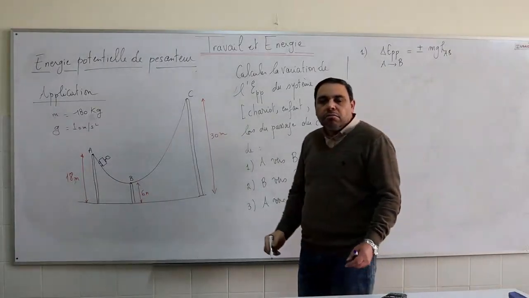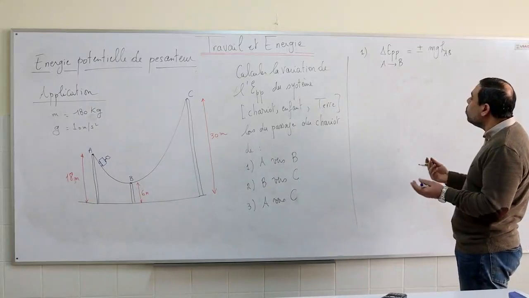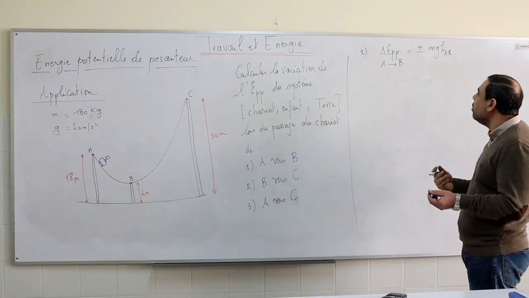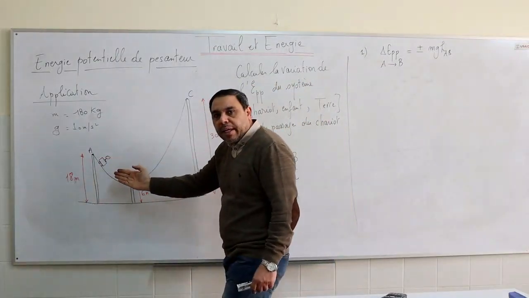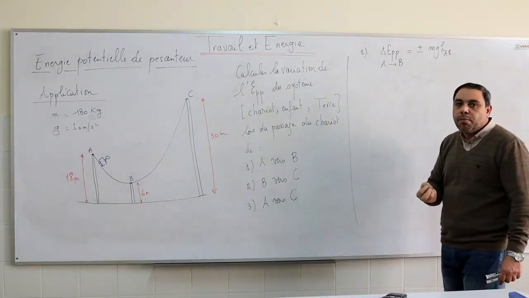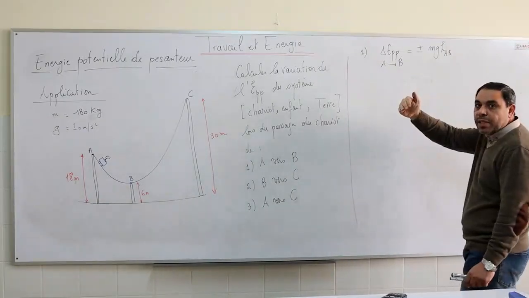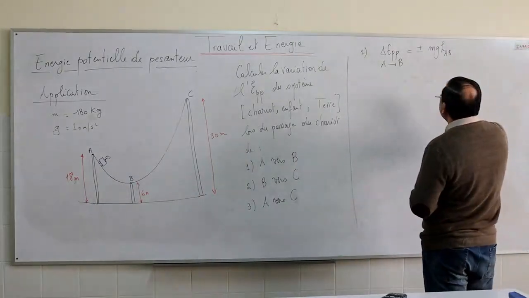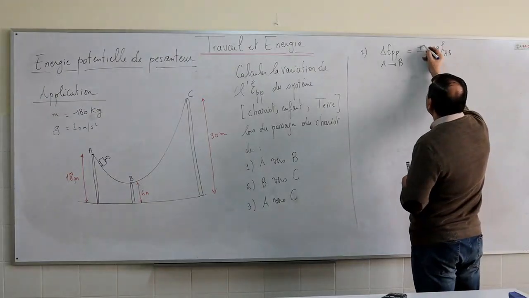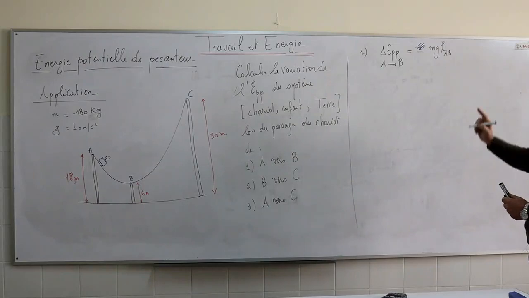So do we choose the positive sign or the negative one? From A to B, the cart descends, and as a result, the gravitational potential energy of the system will decrease. Then the variation in the gravitational potential energy of the system between A and B is negative mgh_AB.